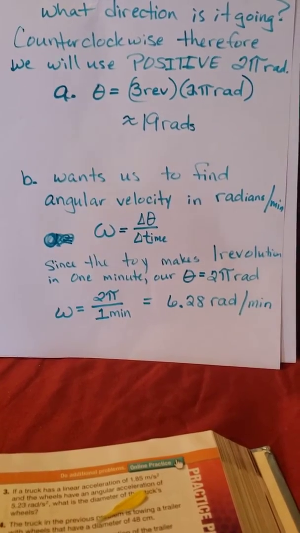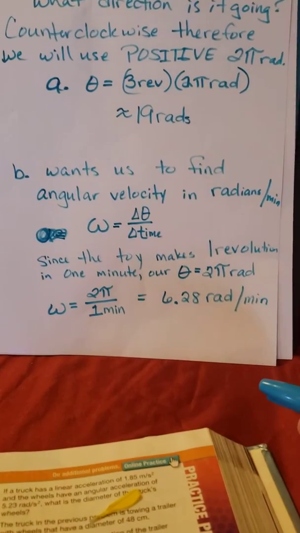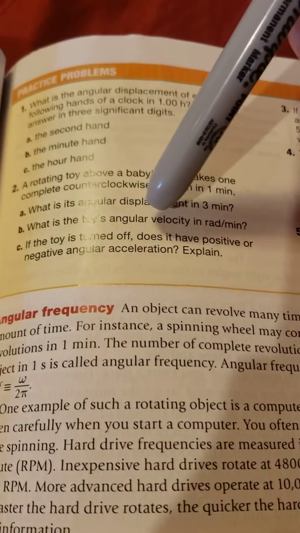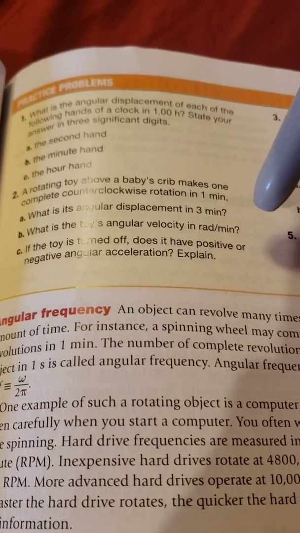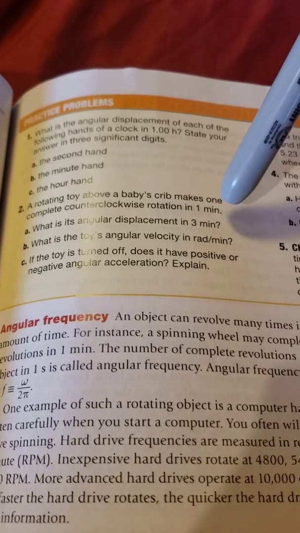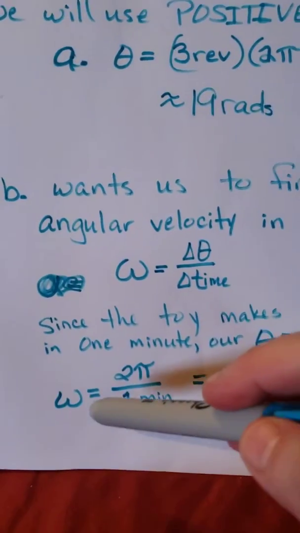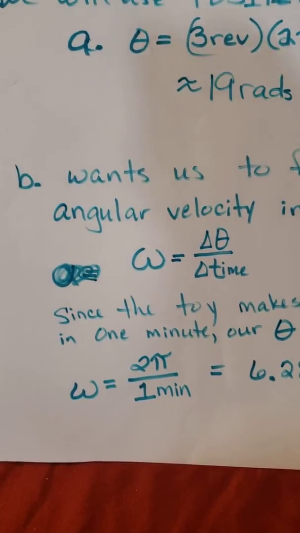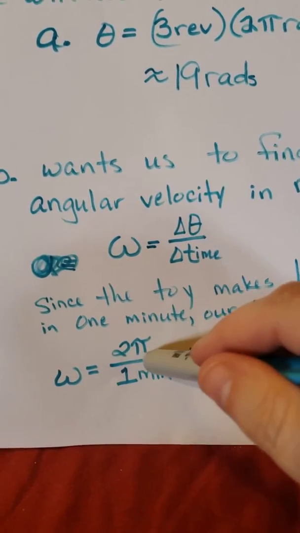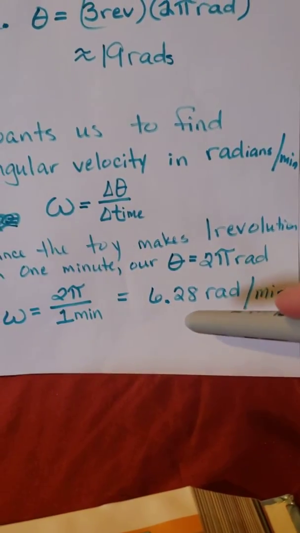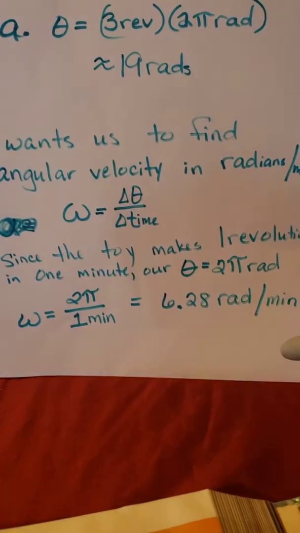And again, if you want to know, all right, well, tell me again how you did that. The book is asking us, what is the toy's angular velocity in radians per minute? Well, we know that it makes 1 revolution in 1 minute. So that's simple. That's why we do 2 pi, because back to your original notes, 1 revolution is 2 pi. And over how many minutes? They said 1. So that's where we get the 6.28 radians per minute.